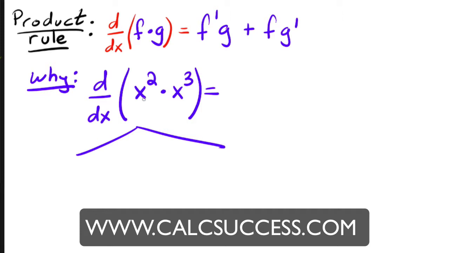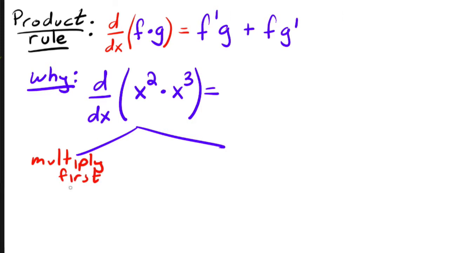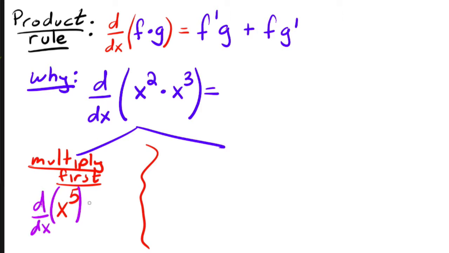So see, if I multiply these, say I'm going to multiply them first. Okay, so if I multiply them first, I get x squared times x to the third is x to the fifth. And if you get the derivative of x to the fifth, that equals 5x to the fourth, using the power rule.